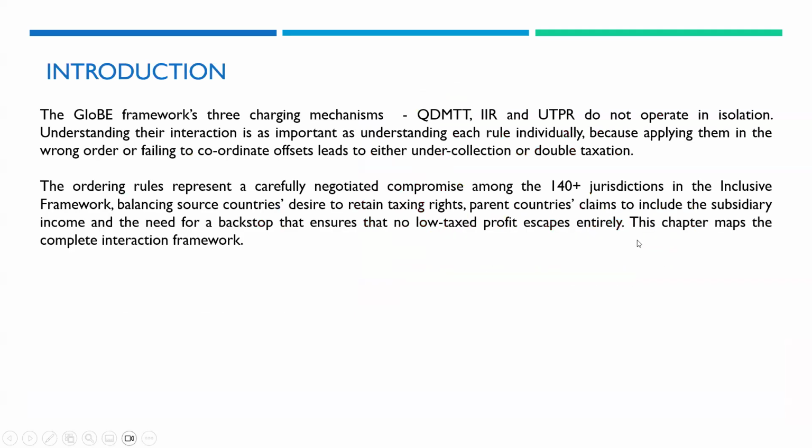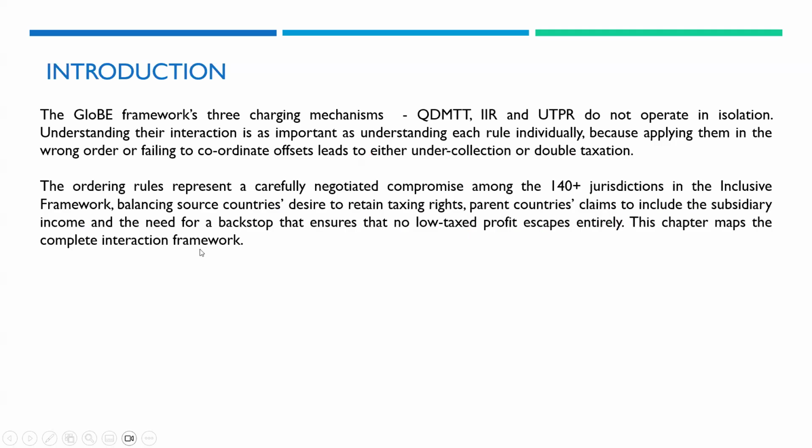Now, again, there are three charging mechanisms: QDMTT, IIR, and UTPR. You have to understand that the ordering rules represent a carefully negotiated compromise among 140-plus jurisdictions in the Inclusive Framework. Balancing source countries that decide to retain taxing rights, parent countries that claim the right to include the subsidiary income, and the need for a backstop that ensures no low-tax profits escape entirely. This chapter maps the complete interaction.